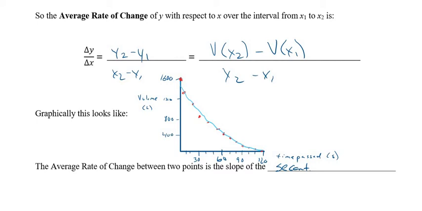A few things. Number one, our average rate of change and our secant are essentially the same thing. And if we can make the intervals as small as possible, we'll get much clearer snapshots of what's going on.